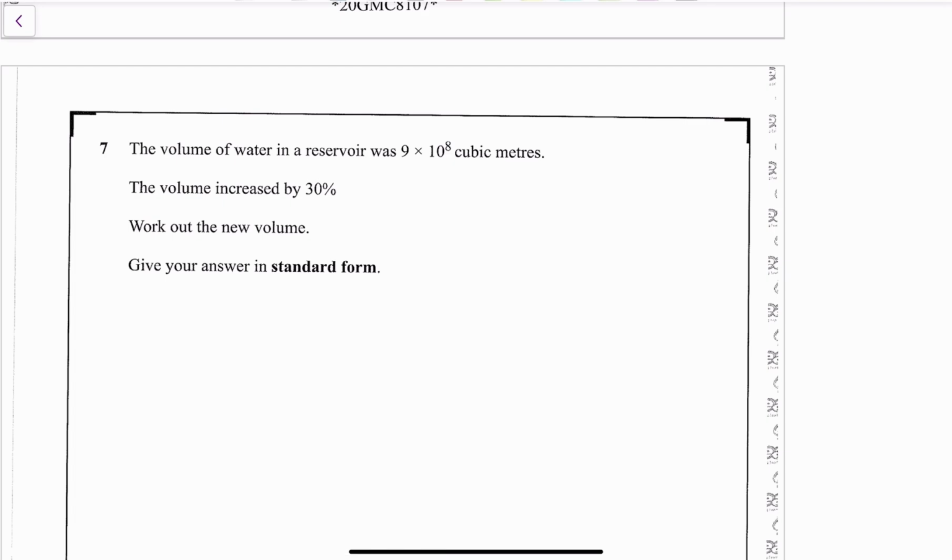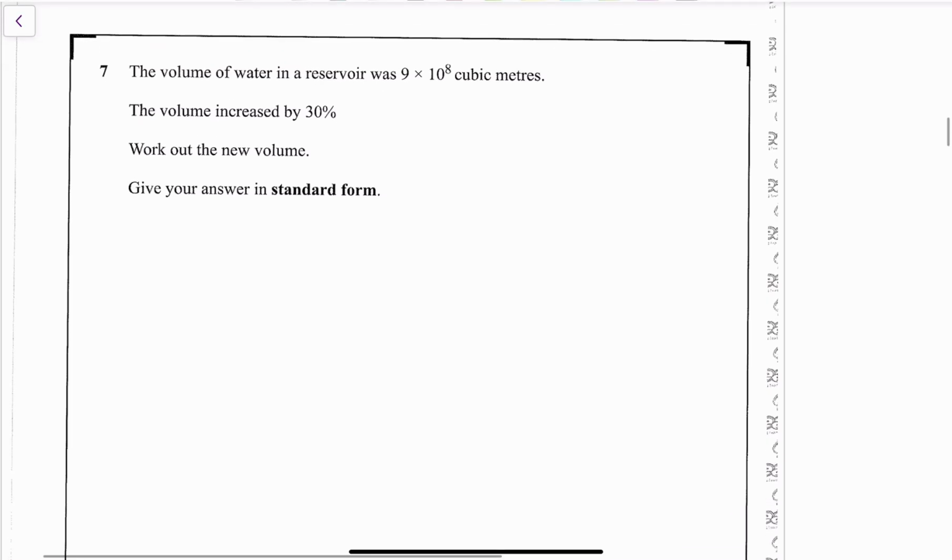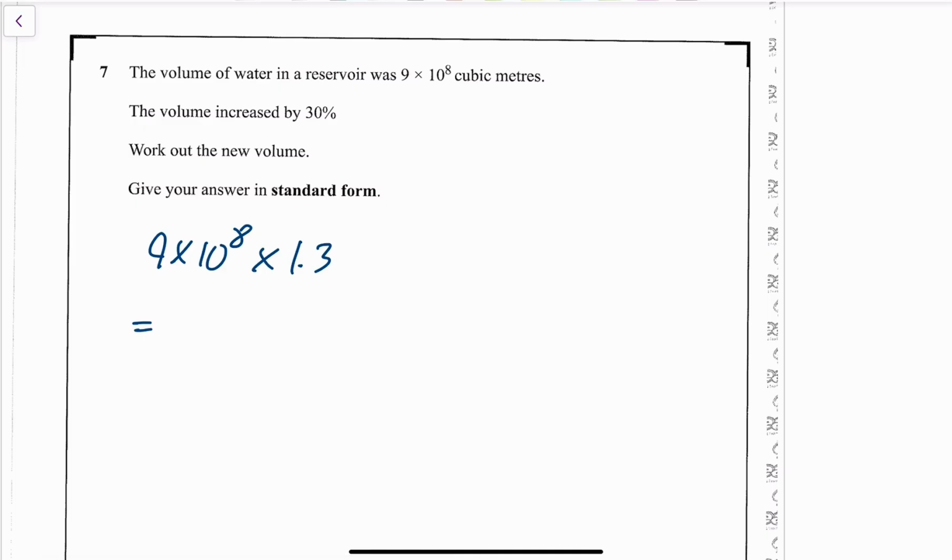The next one says the volume of the water in a reservoir was 9 by 10 to the power of 8 cubic meters. The volume was increased by 30%. We'll work out the new volume. So you've got 9 times 10 to the power of 8. That's multiplied by 1.3 to increase it by 30%. So just do that at the side.